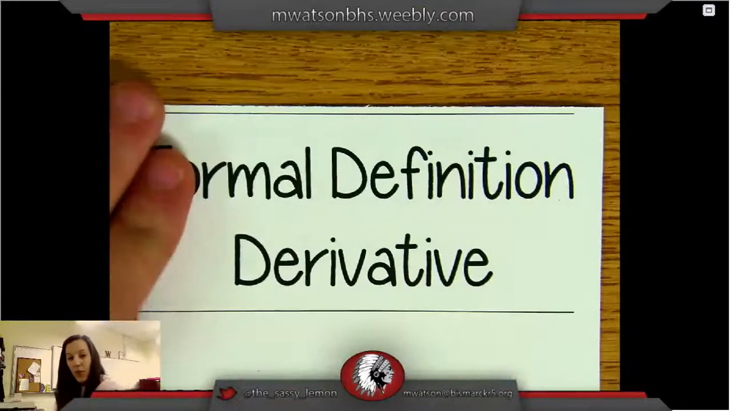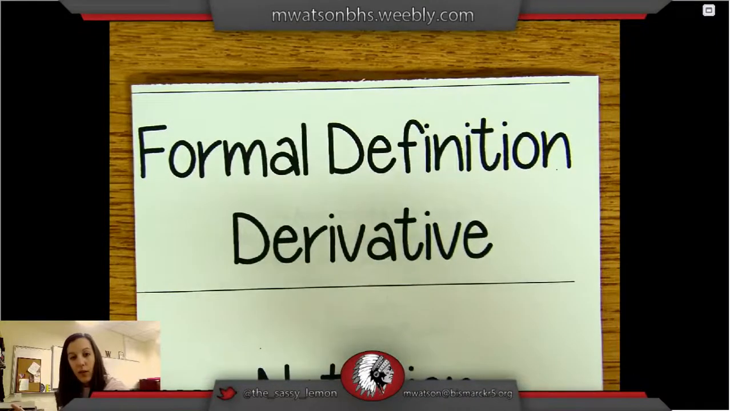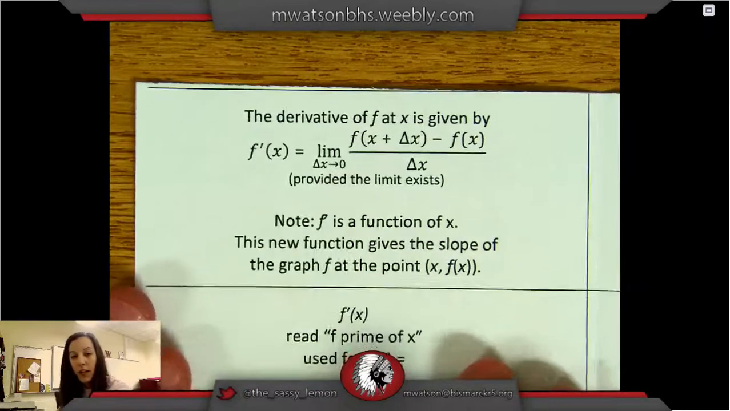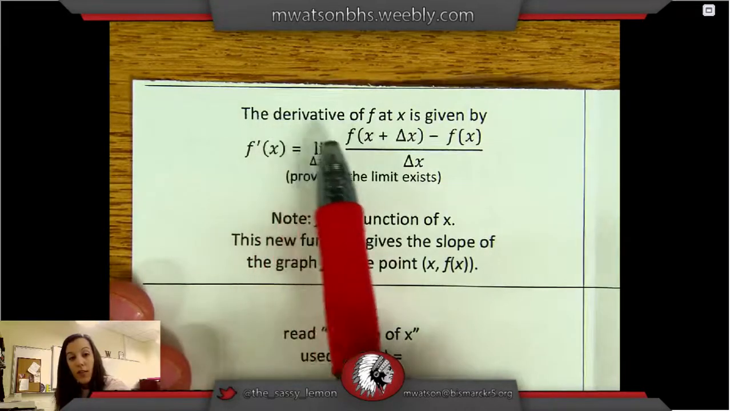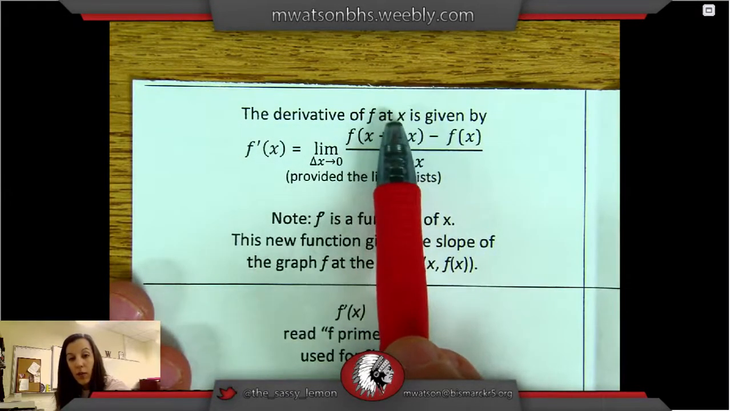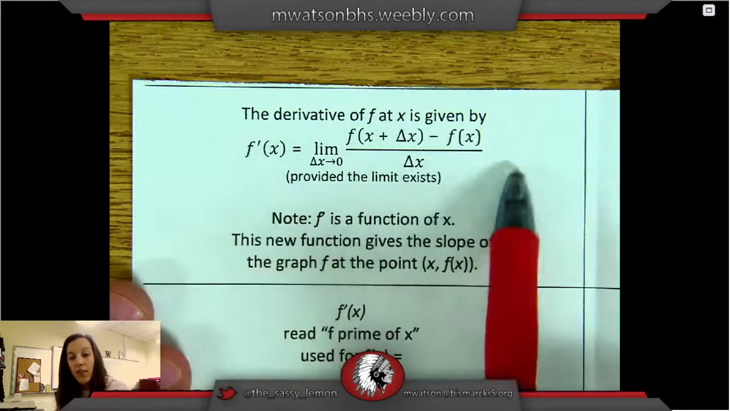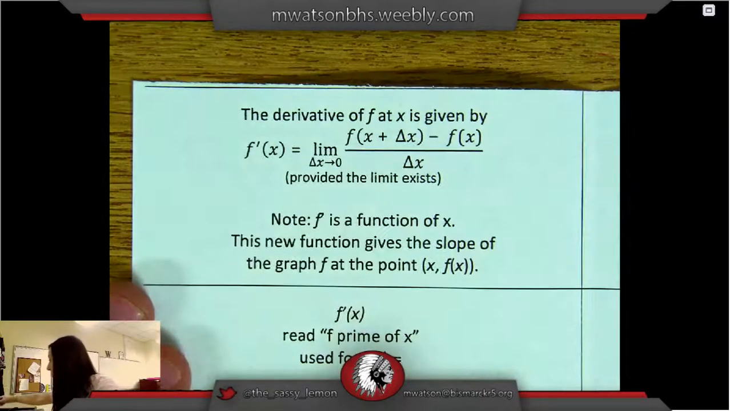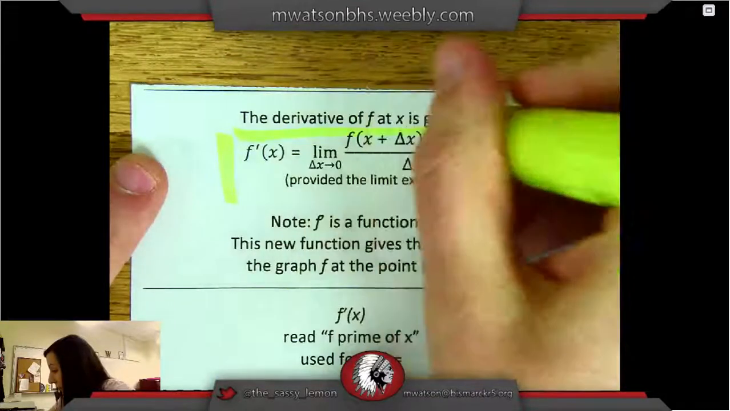On the top portion here, we're just going to familiarize ourselves with the formal definition of a derivative. You can see when you open up that I have it written out for you. So the derivative of f, that's your function, at x, a given point, is given by this formula, so long as the limit exists. So this is the important formula that you will need to have memorized to be successful on this skill.